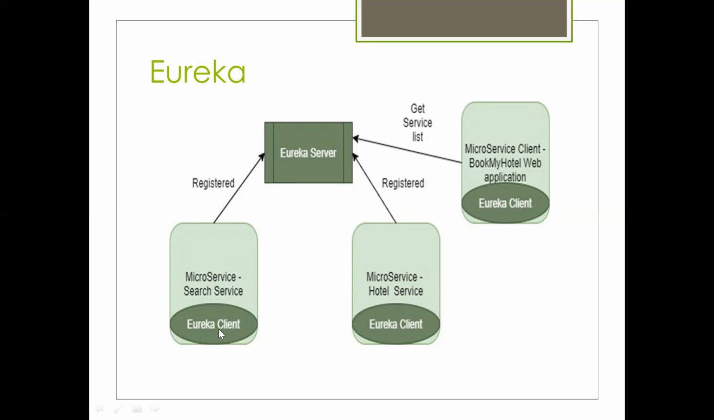So when Eureka client dependencies are added, what are the two things that happen? First of all, it registers the microservice to the Eureka server. Secondly, it will start a thread at its end, which is going to fetch the registry from the Eureka server and store it in the local cache. So, for example, Book My Hotel web application is also a Eureka client, and it wants to interact with hotel microservice. It will just look into its local cache where the registry is present and then use the instance which it retrieves from this registry and connect to that particular instance, right?